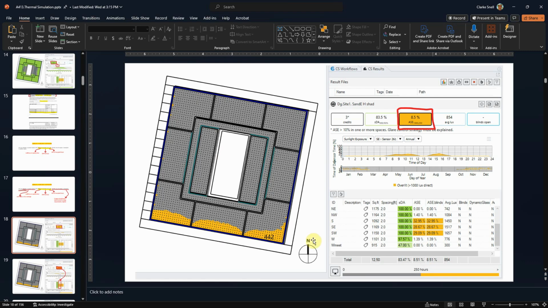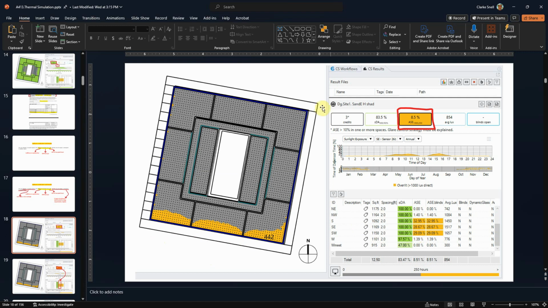So if we're looking at this analysis here, and we say, oh, we're at 8.5%, then we're good. That's not true, because there are some spaces down here that are actually at 32 or close to 30% ASE. We need to get below 10. So in this case, we need to be looking at each individual space.